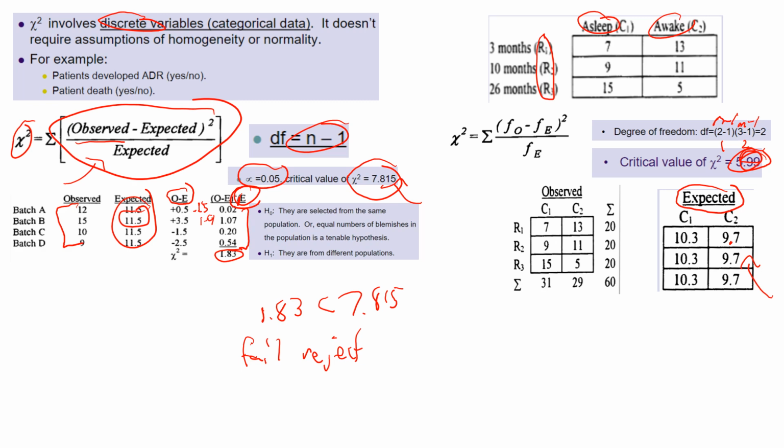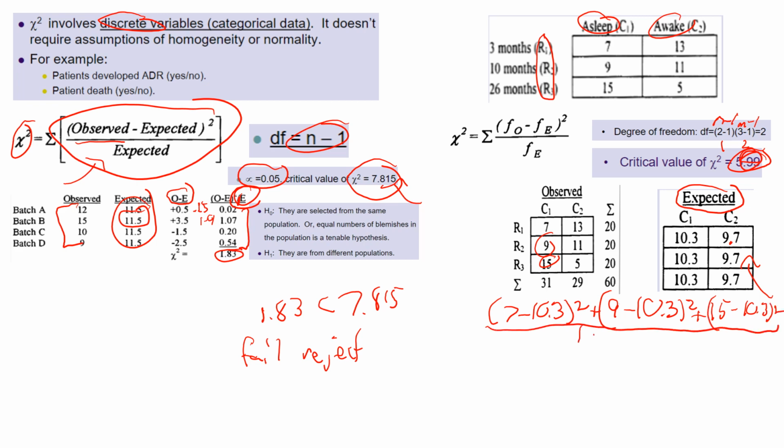So let's do that really quick. We have 7 minus 10.3 squared plus 9 minus 10.3 squared plus 15 minus 10.3 squared, and these will all be divided by 10.3. The reason we're able to do this is because these expecteds are all the same.